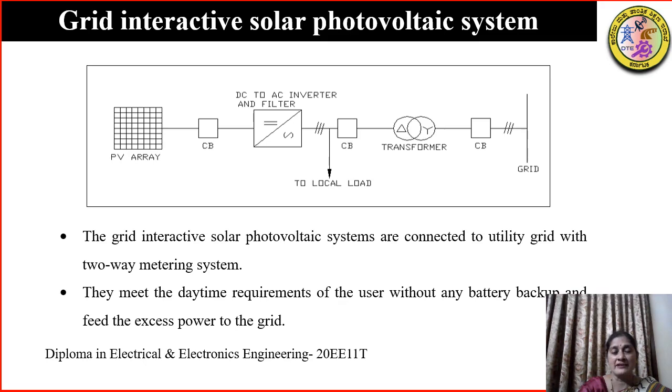The main advantage of a grid interactive system is that whatever excess units are being produced during daytime can be sent to the grid. So when a large amount of production takes place in the PV array, the consumer satisfies his requirement and all the excess units produced can be sent to the grid. This facility was not available with the standalone system. Moreover, there are no batteries, so the cost of the entire system comes down.